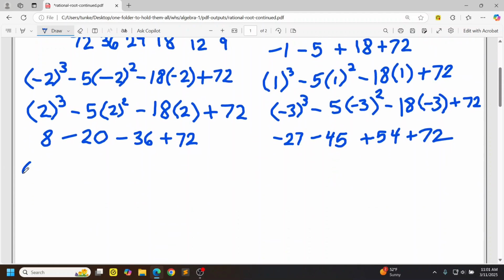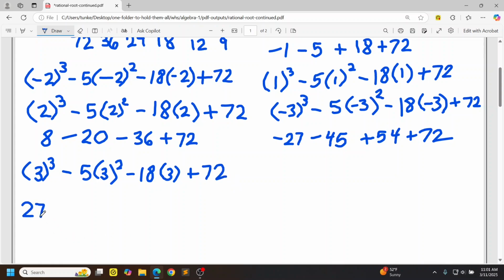So let's try 3. So we're going to do 3 cubed minus 5 times 3 squared minus 18 times 3 plus 72. So 3 cubed is 27. 3 squared is 9 times 5 is minus 45. Negative 18 times 3 is minus 54. And then plus 72.